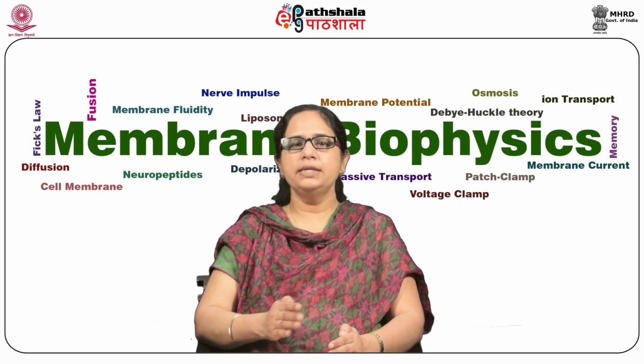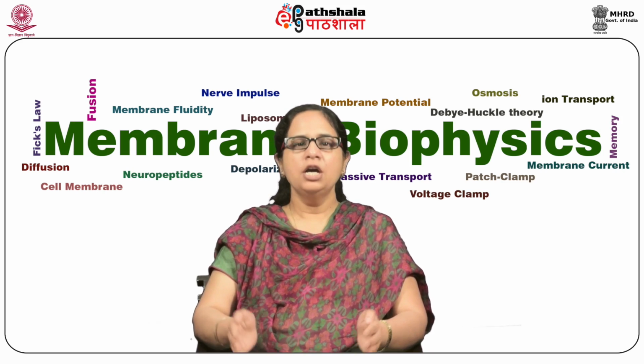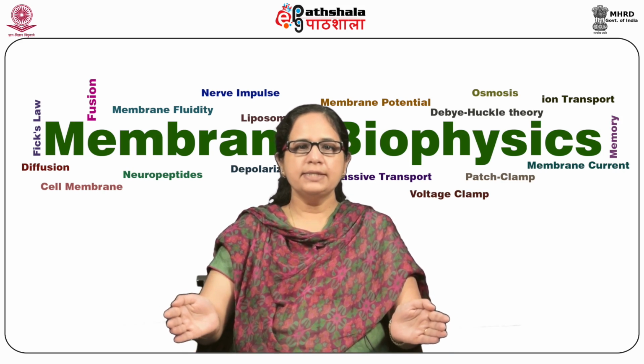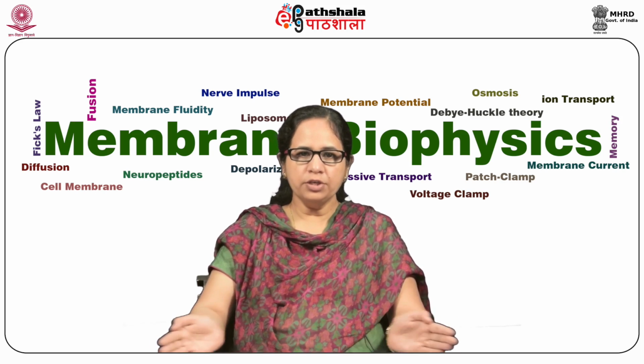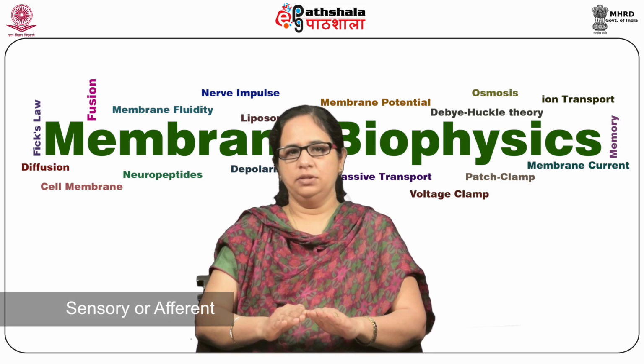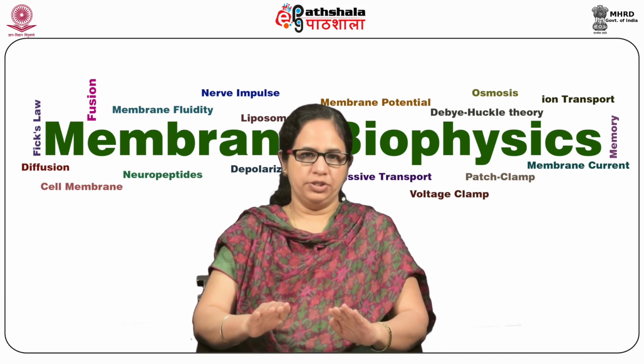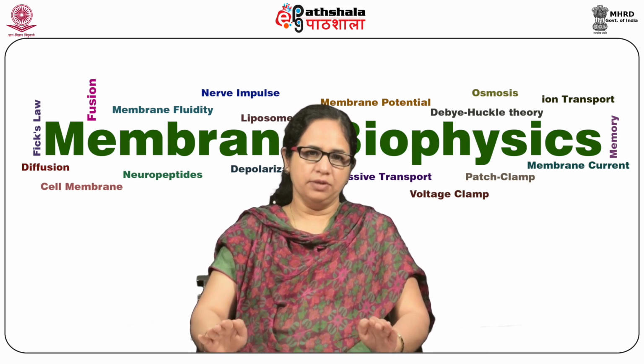Nerves that carry signals from the brain are called motor or efferent nerves, while those nerves that send information from the body to the central nervous system are called sensory or afferent nerves. Most nerves serve both functions and are called mixed nerves.